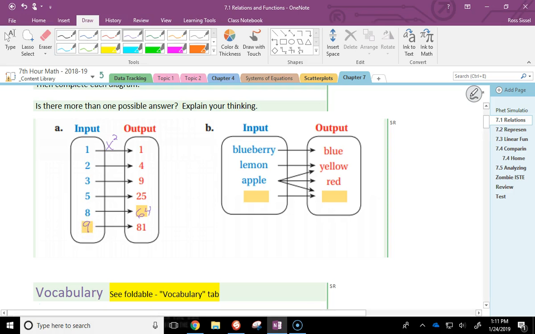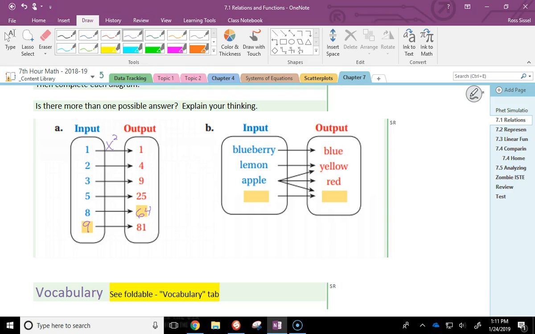Now the second part of this, on this first one, is there more than one possible answer? What that means is, if I put a number in, can more than one number come out? So when I put in 2, can the output be anything besides 4? No. So on this one, you will see that there is only one output for every input. Or better said, every input has only one output it goes to. It does not go to more than one.